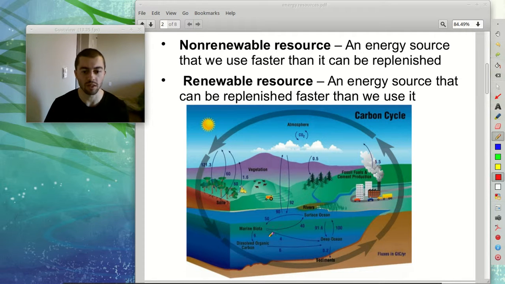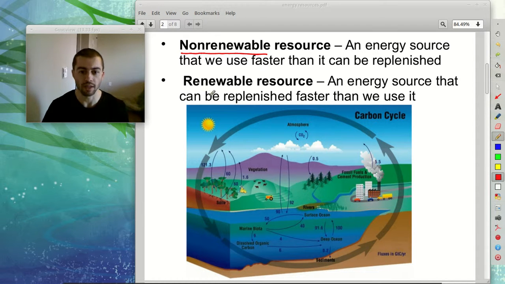But that process takes so long that we are using fossil fuels right now at a much faster rate than the fossil fuel process can replenish itself. So eventually fossil fuels are going to run out, and that's the key with a non-renewable resource: eventually it's going to run out because we're using it faster than we can replace it.